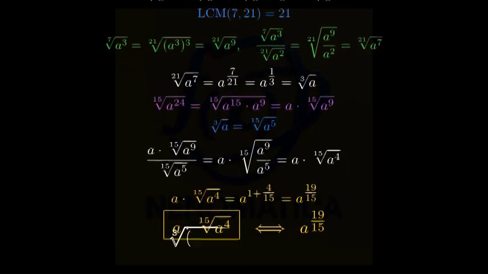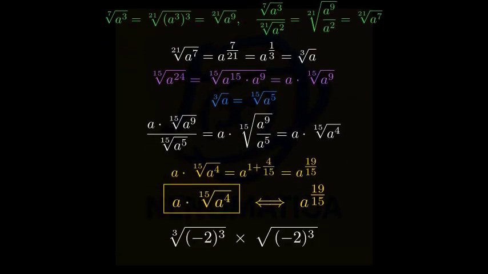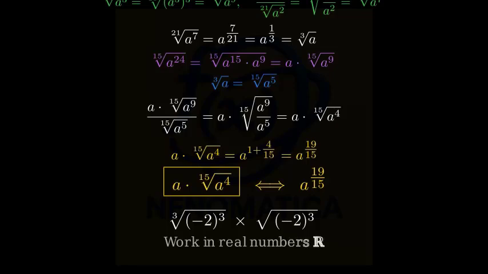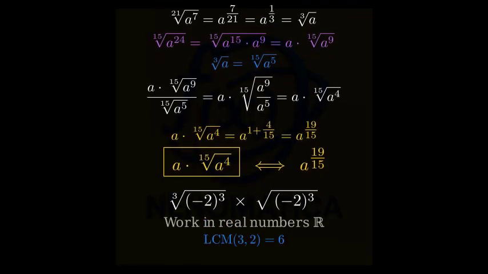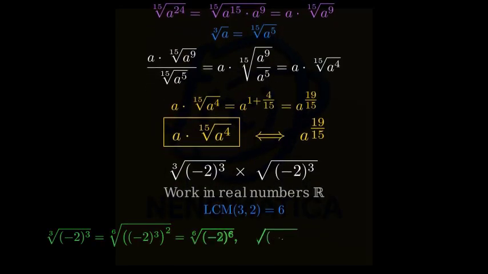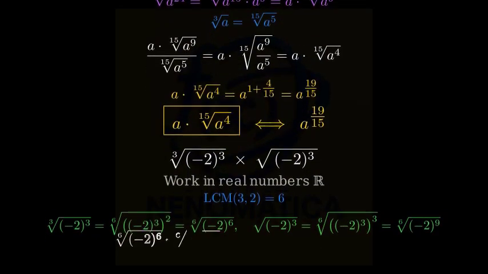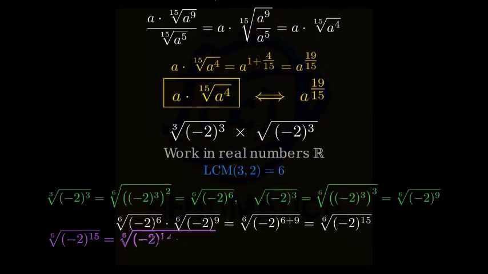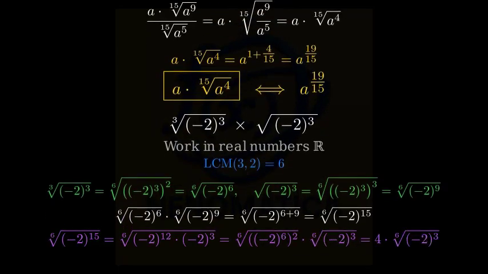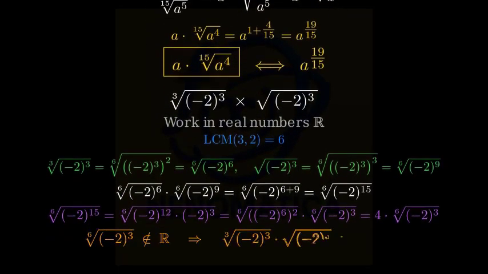Problem B, we will simplify the product of a cube root and a square root that both contain -2 to the 3rd power. We will work over the real numbers. Match indices using the least common multiple of 3 and 2, which is 6. Convert each factor to a 6th root, combine under one 6th root, and simplify by pulling out perfect 6th powers. Since the remaining radical has even index and a negative radicand, the value is not real.